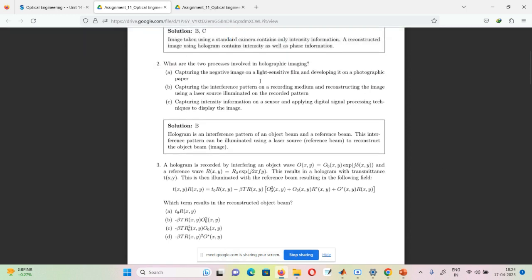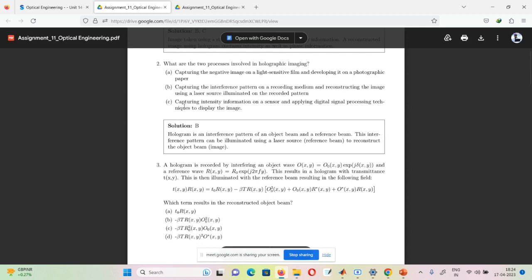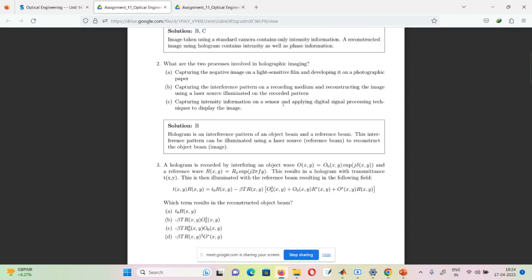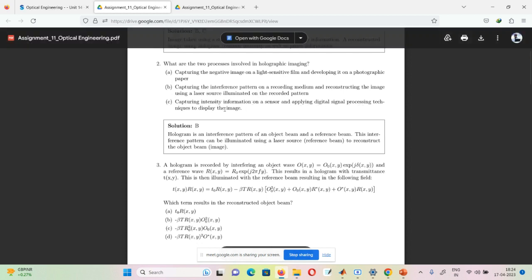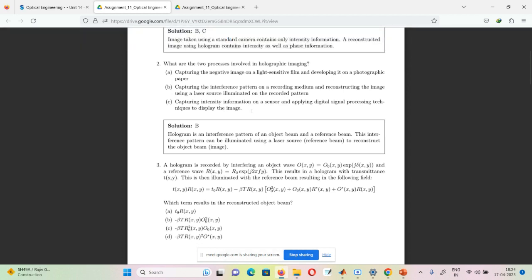Capturing the negative image on a light sensitive film and developing it into a photographic paper. This is what kind of imaging? This is the old film type of imaging. Okay. Capturing intensity information on a sensor and applying digital signal processing techniques to display the image. This is the new CCD or CMOS sensor type of imaging.